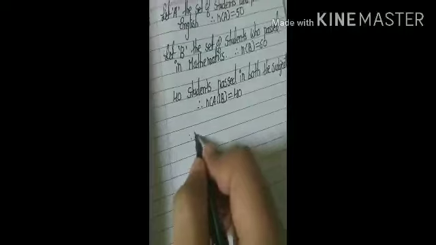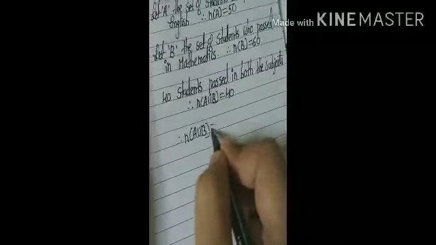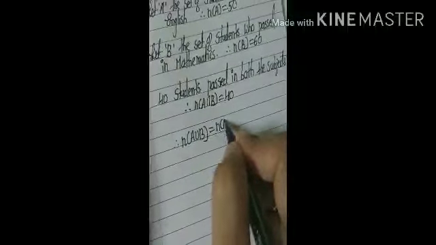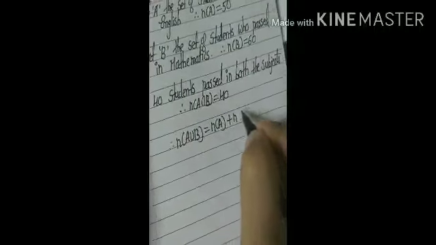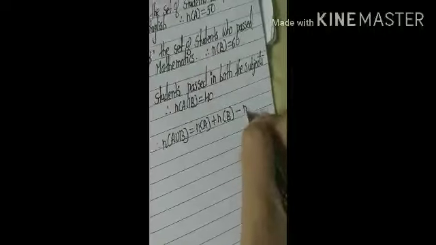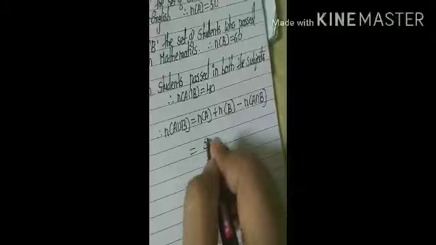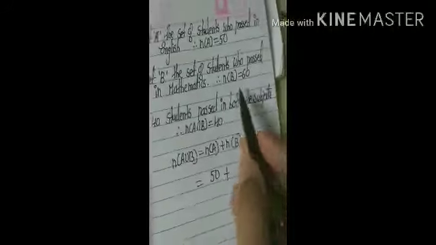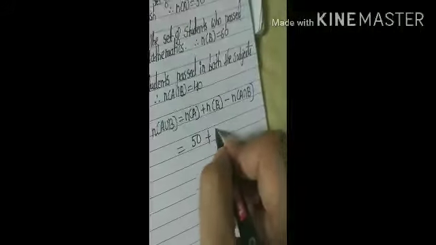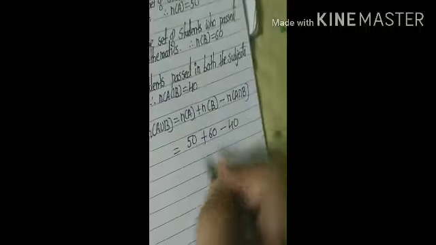Therefore, n(A ∪ B) = n(A) + n(B) − n(A ∩ B). Now substitute the values. A, what is there? 50, plus B, 60 students, minus intersection is 40.